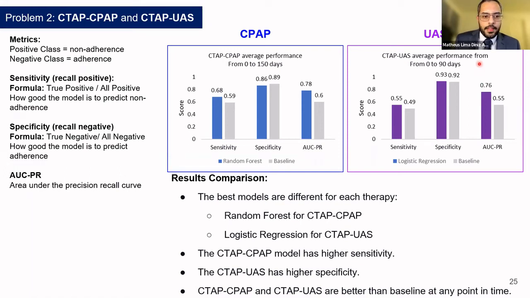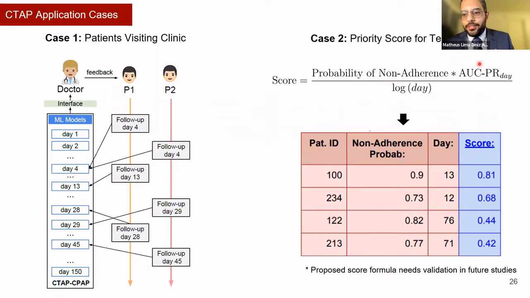All right. So what are the applications of this? What kind of application can we do with CPAP? The first thing we notice is that when patients are visiting the clinic, they can visit on any day before the target period. For example, if this patient has a follow-up on day 13, we can get their data until day 13 in the therapy and give it to the CPAP approach.